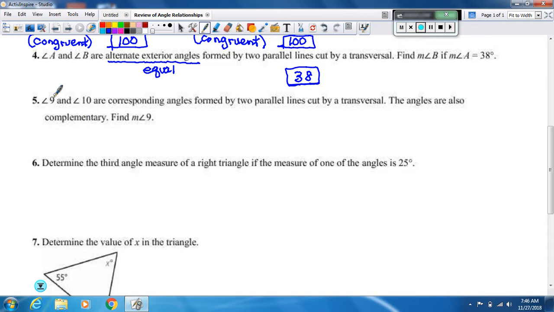Okay, angle 9 and angle 10 are corresponding angles. Corresponding angles are equal, formed by two parallel lines cut by a transversal. The angles are also complementary. Complementary angles add up to 90.